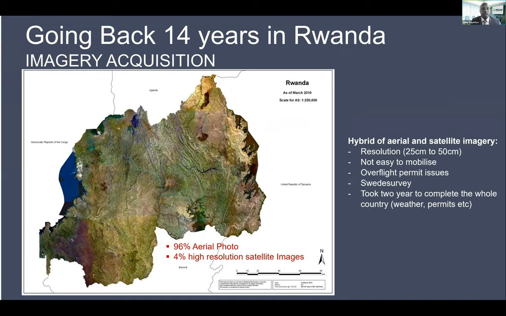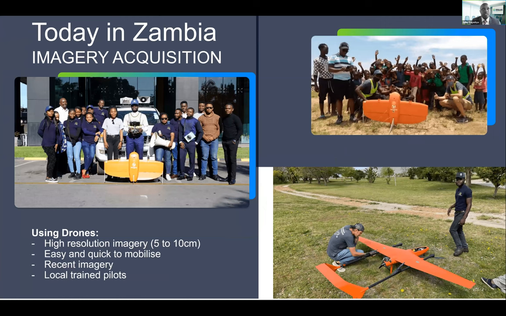Right now in Zambia, we have looked at what solution we can come up with to capture the most recent imagery. So we have a fleet of drones. We are using fixed-wing drones, VTOL and transition drones, and we're acquiring 5 to 10 centimeter high resolution imagery. This is easy to mobilize.